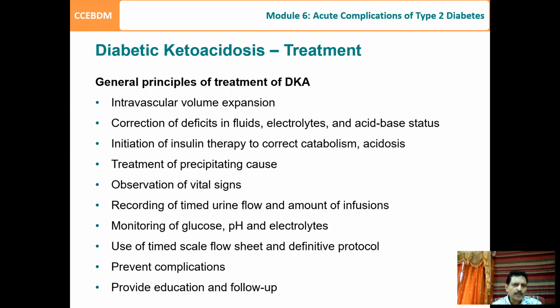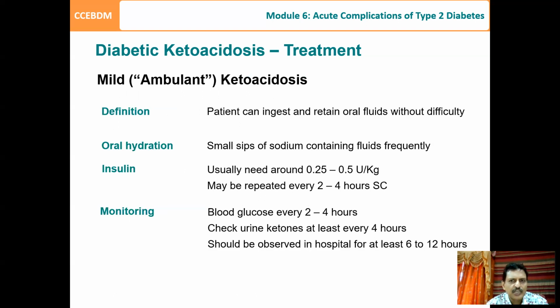We have to prevent the complications, and very, very importantly, before we discharge the patient from the hospital, we have to educate the patient. Very importantly, especially if the patient has omitted the insulin, for which he developed the diabetic ketoacidosis. It requires repeated counseling to the patient and their parents that they are not supposed to stop the insulin injection, because if they stop the insulin injection, the patient will land up with the same situation again in the near future.